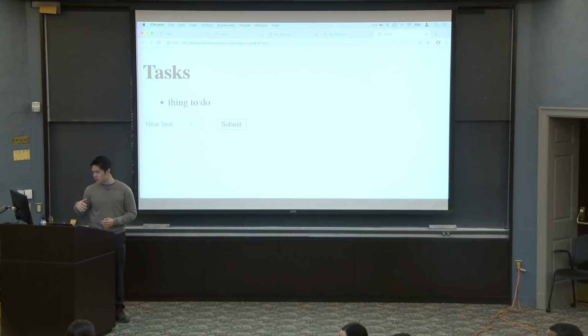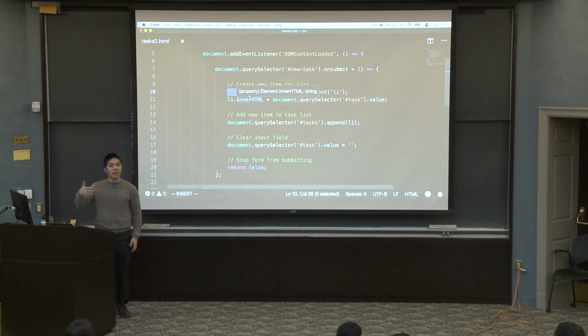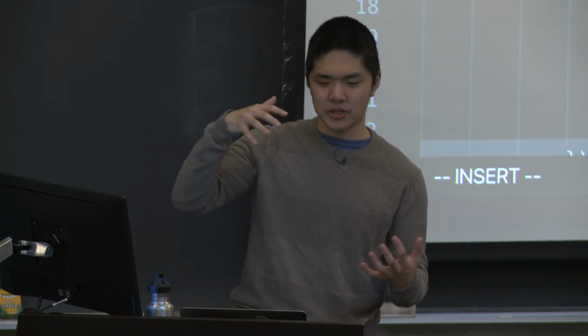Yeah? Why is it not a problem that the constant always has the same name? So why does it not replace the first item? Yeah, so why am I allowed to say that li is a const when every time I create a new task, this li is different? It has to do with what's called variable scope, like where this variable is actually alive.